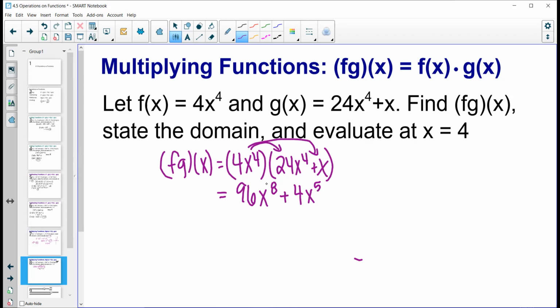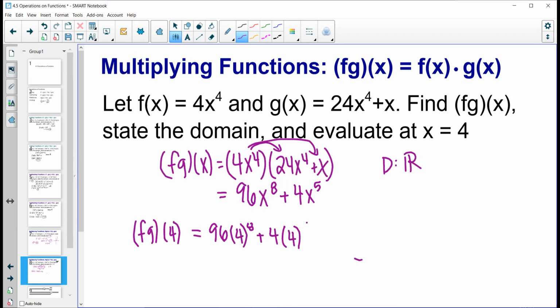Okay, so this is that (f times g)(x). Our domain in this case, as a polynomial function, we are going to end up getting that our domain is all the real numbers again. And then our last piece is that evaluating. And so we are going to have to evaluate this piece here. And when we evaluate it, that means that we're going to put in 4 everywhere that there is an x. So we've got 96 times 4 to the power of 8, plus 4 times 4 to the power of 5.